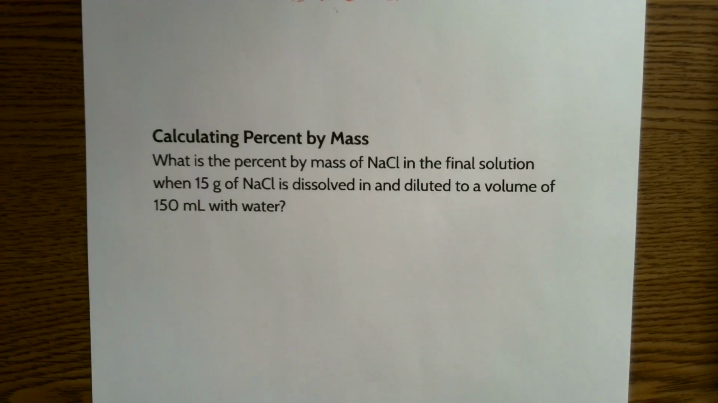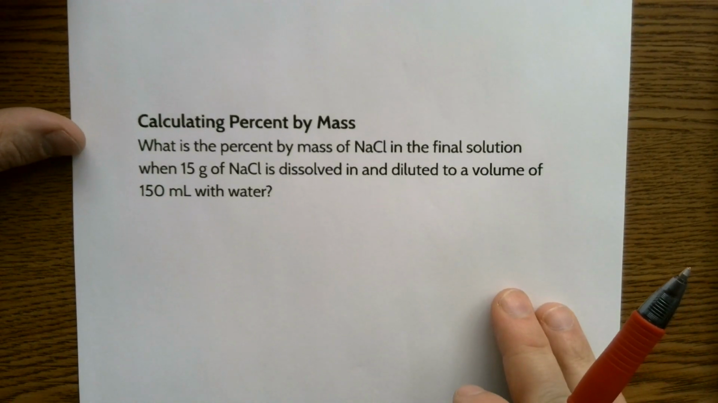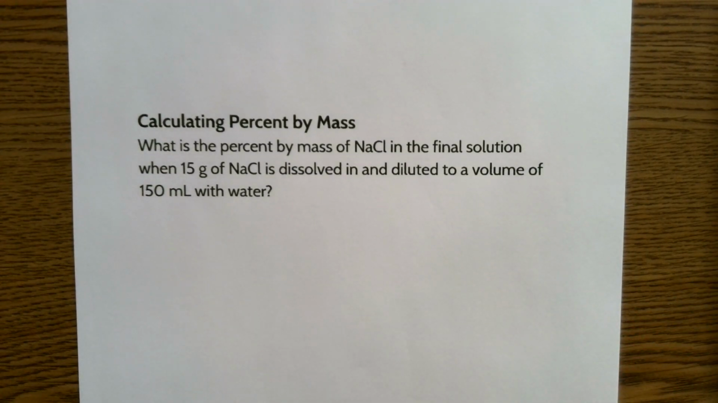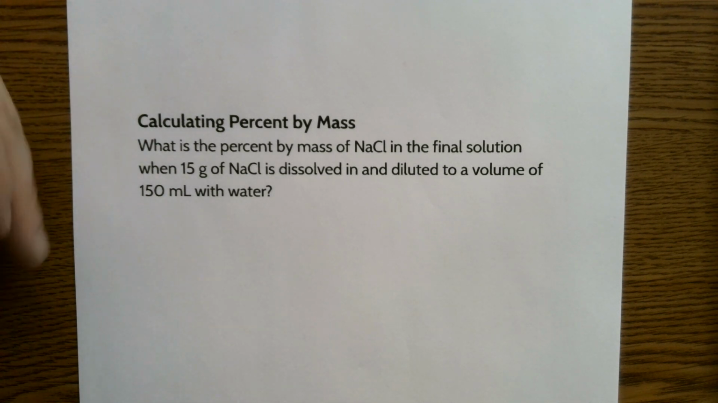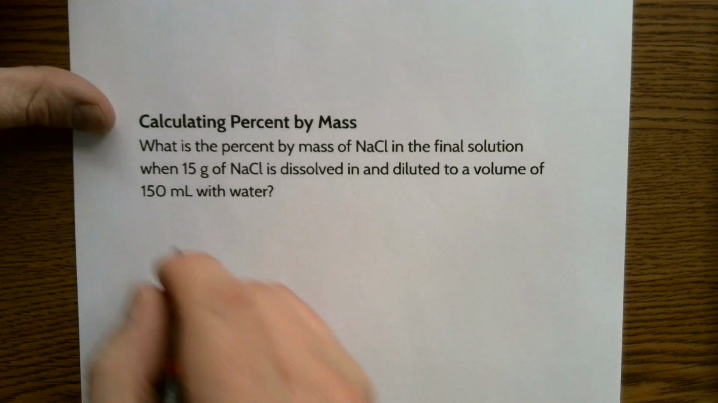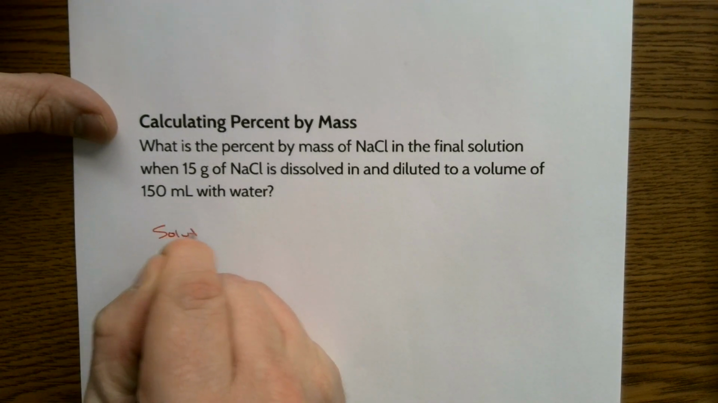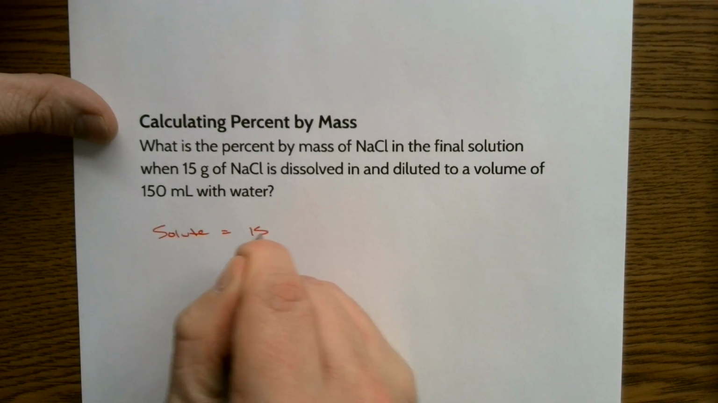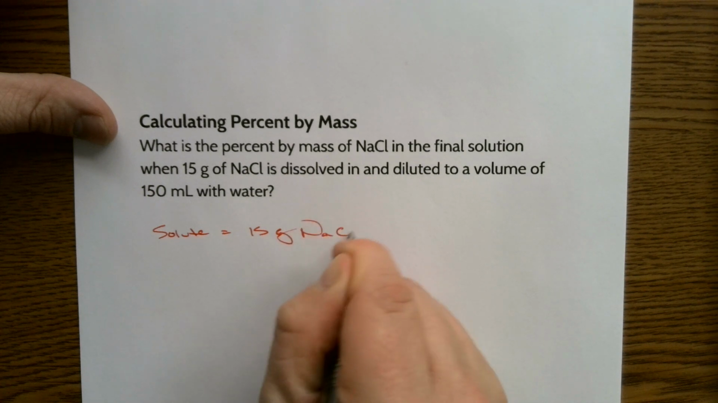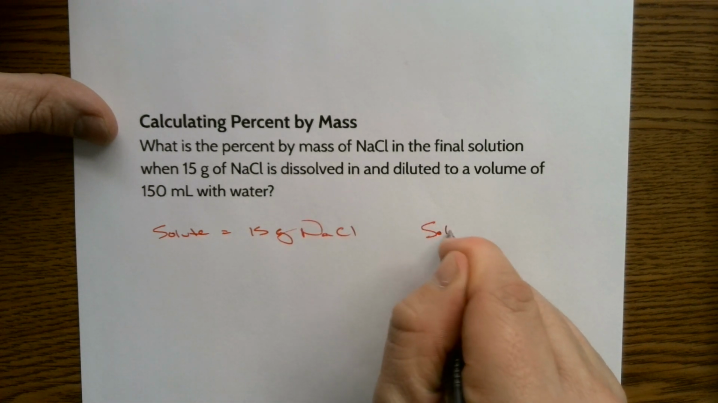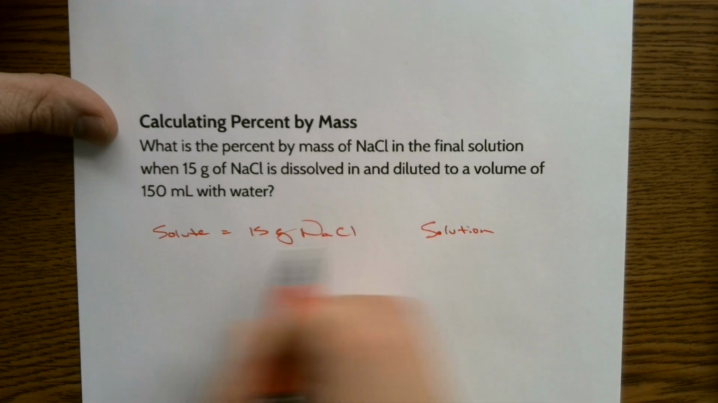So what is the percent by mass of NaCl in this final solution when 15 grams of NaCl is dissolved and diluted to a volume of 150 milliliters with water? So instead of doing volume of a liquid, we're now doing a mass. So in this example, the mass of our solute is equal to 15 grams of NaCl. And our solution, okay, is 150 milliliters.